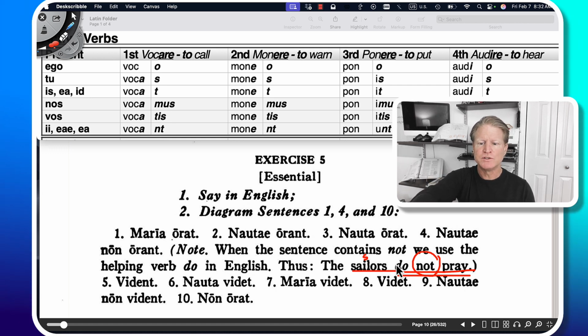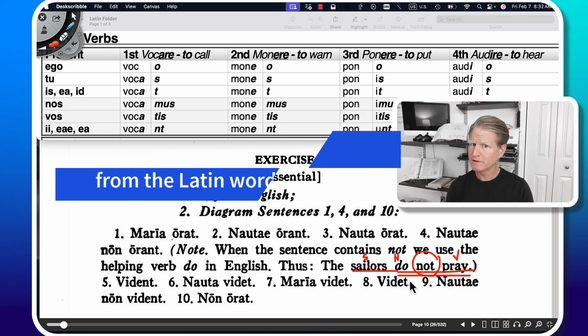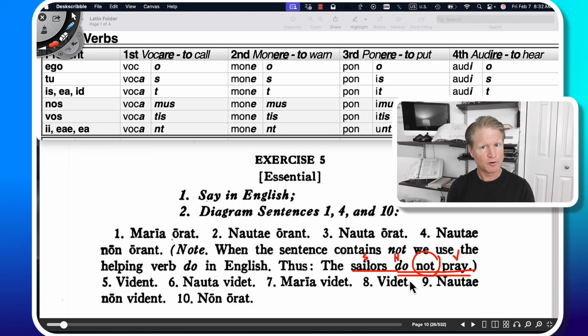The sailors do not pray. Do not pray is a verb phrase. Pray is the main verb, so we'll put a V over pray. And do is a helping verb, so we'll put an H over do. Some people call it an auxiliary verb. Auxiliary comes from the Latin word auxilium, which means help. So a helping verb and an auxiliary verb are the same thing, really.